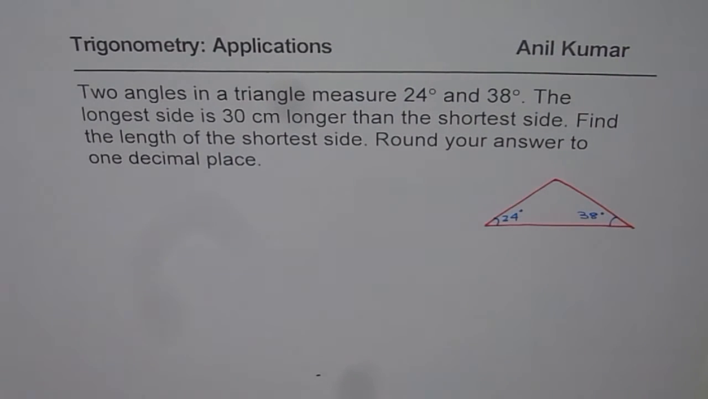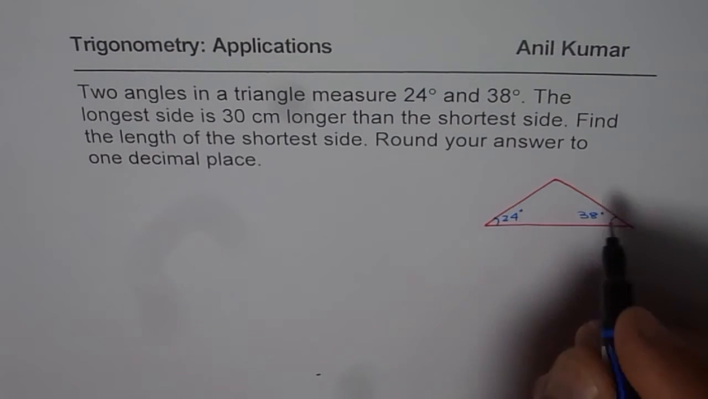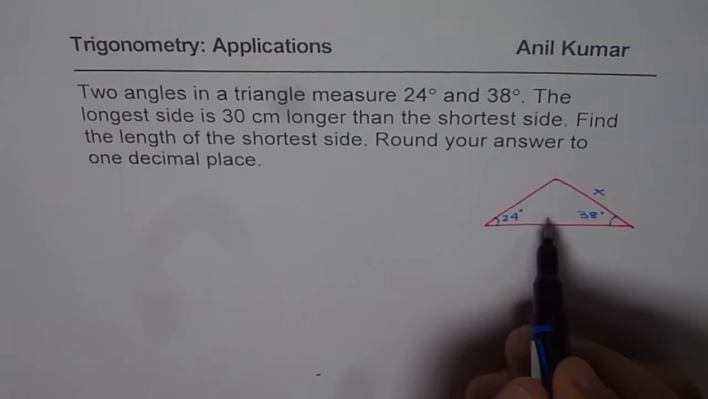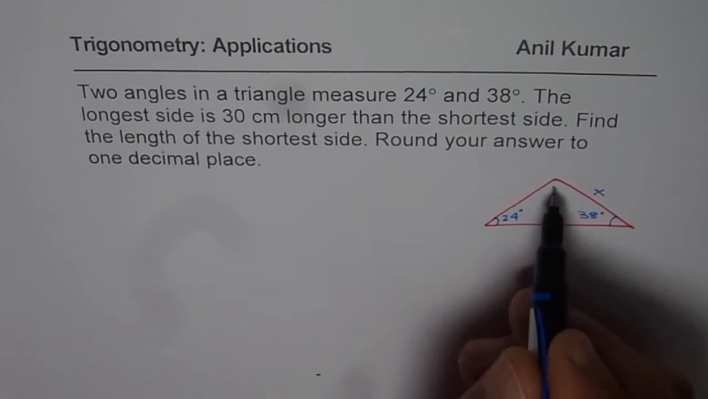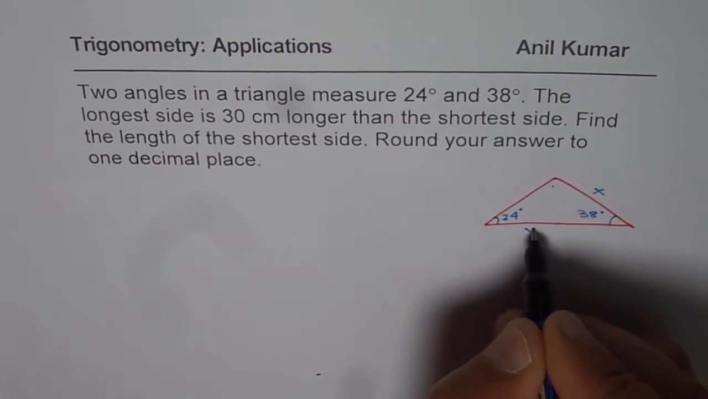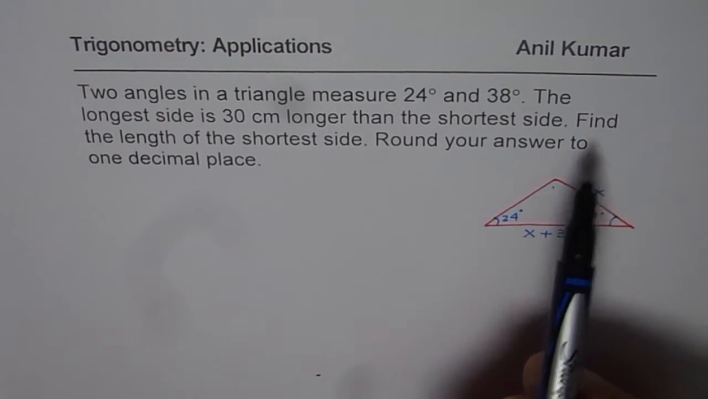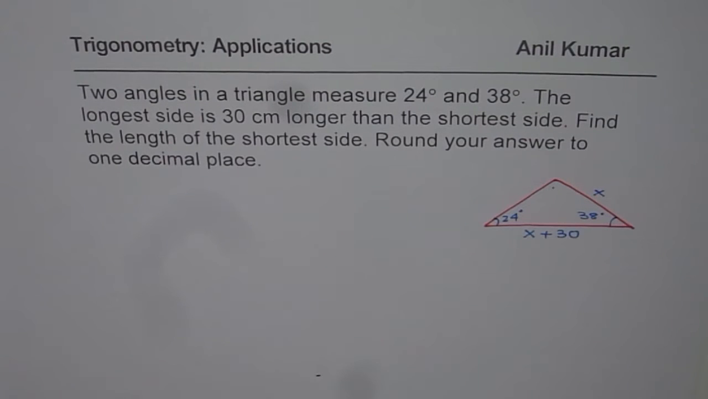Now we are also given the longest side is 30 centimeters longer than the shortest side. The shortest side is going to be the one opposite the smaller angle, 24, so let that be x. And the longest is going to be opposite the angle which is largest. So it is 30 centimeters longer than the shortest, so this side is x plus 30. The units are centimeters. Find the length of the shortest side. That means we need to find the value of x. I hope the question is absolutely clear. Now you can pause the video and solve.